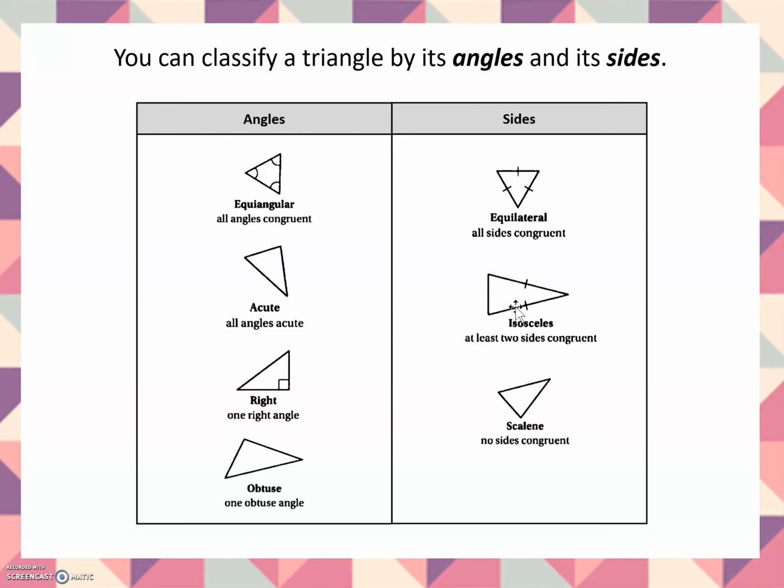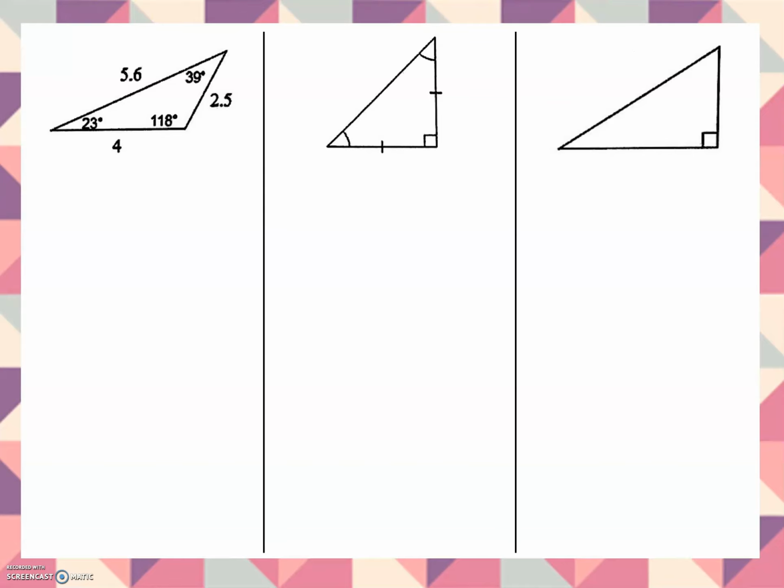Right? So taking a look at a couple examples, we have a triangle here, and we need, remember, to classify it by the angles and the sides. So looking first at the angles, we'll notice that there's one obtuse angle, which would therefore classify it as an obtuse triangle. Now looking at the sides, all of the sides have different lengths, so therefore it's going to be a scalene triangle.